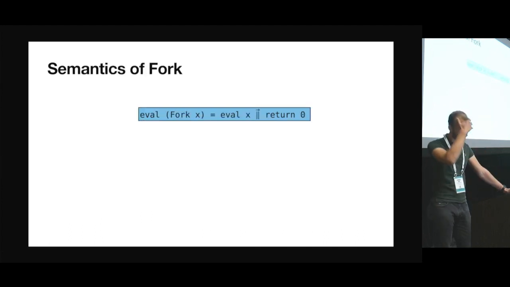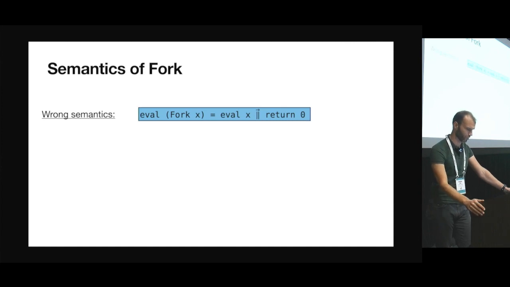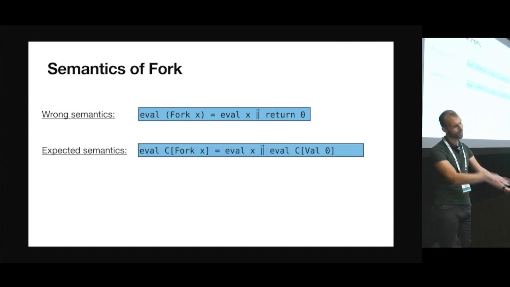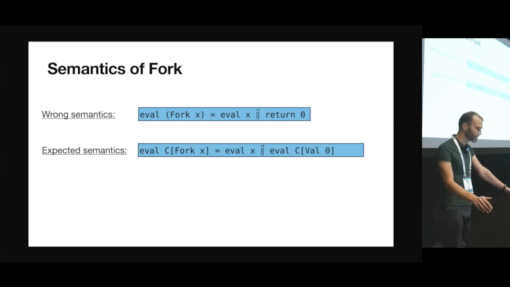So let's look at the semantics of fork a bit more closely. Right. So this does not work. There's clearly an error in there. And if you look at the literature and how you model the semantics of a fork, you would see something like this, right?